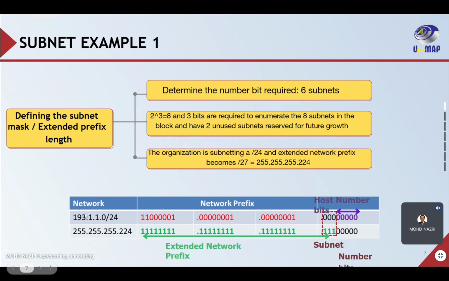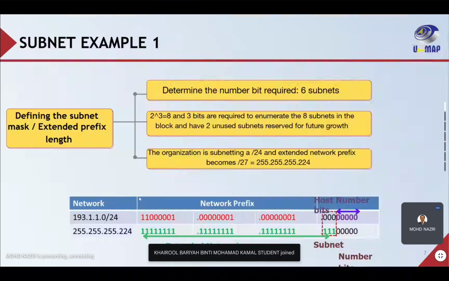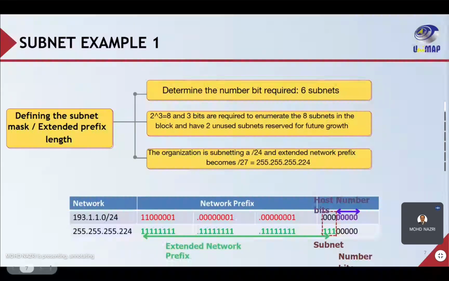So for 193, take a calculator, make sure you bring a calculator. Convert 193 to binary using the calculator, and you will get 11000001. You make a table like this. This column we call the network, this column we call the network prefix.